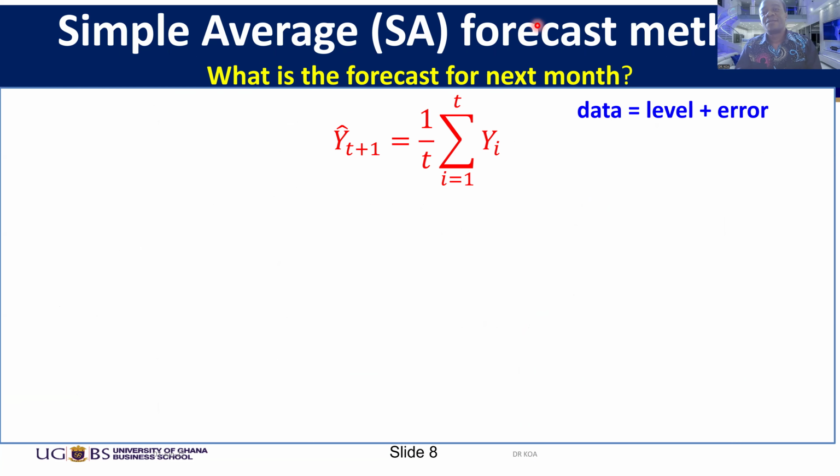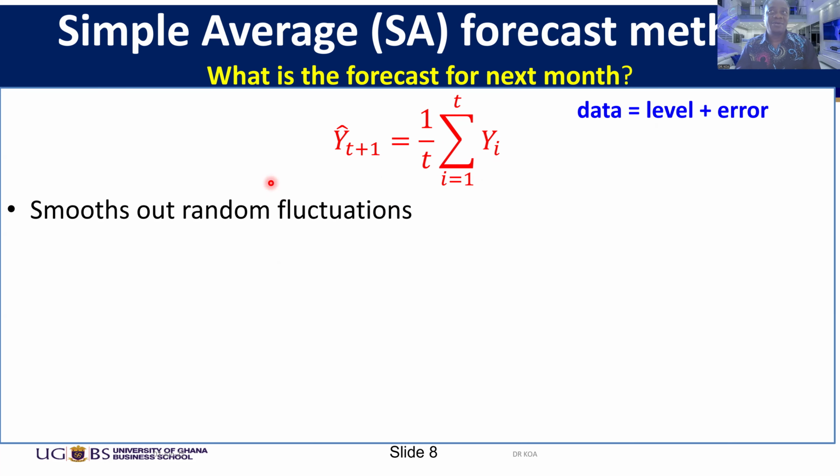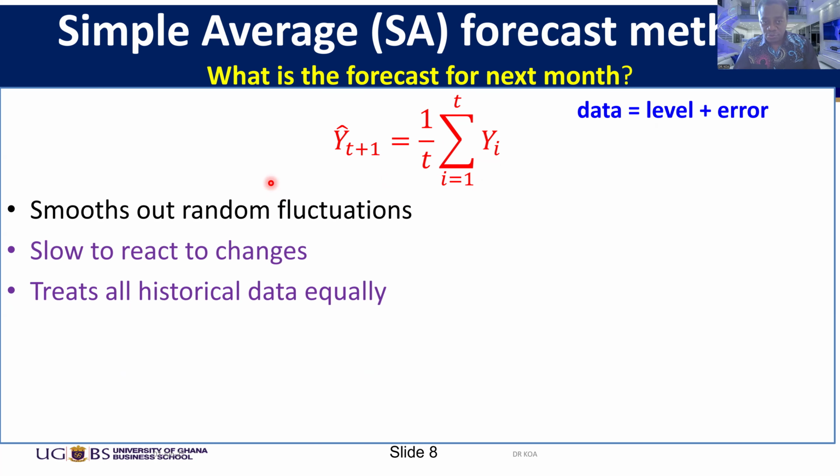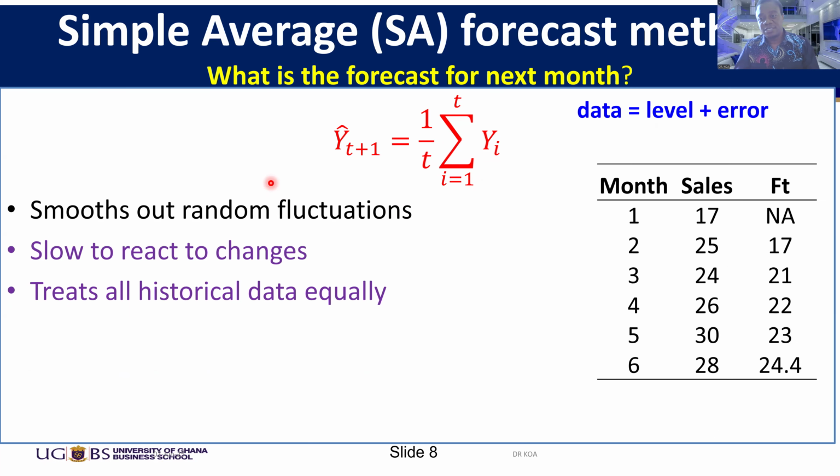Okay. The next one is the simple average. The simple average is basic. As the name sounds, you just take the average. It's a very simple average. So this is a formula. You sum all of the individual actuals, and then you take the average. Now, the advantage of this is that it gives you a smooth random fluctuations, but it is slow to react to changes, and it takes all historical data equally. So there is an equal weight attached to each historical data.